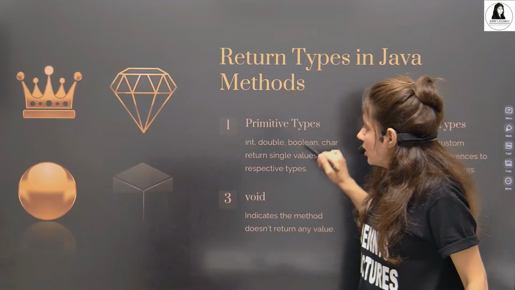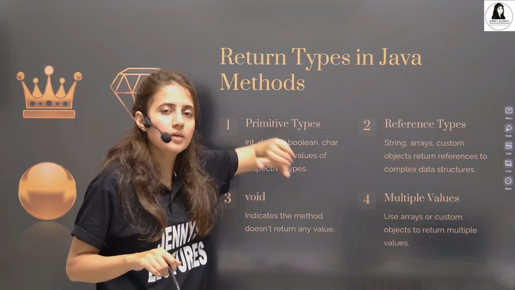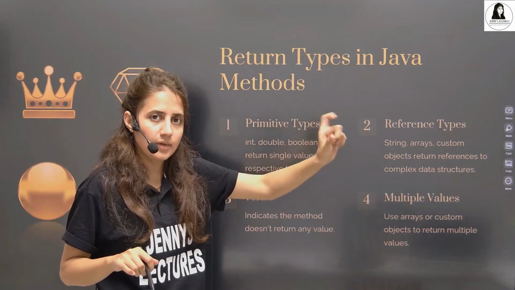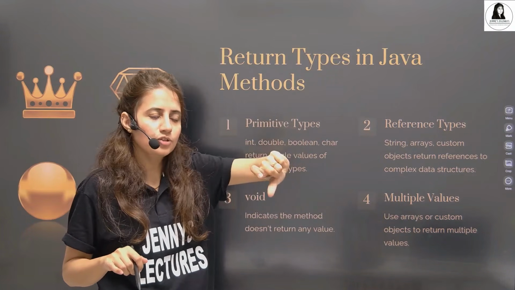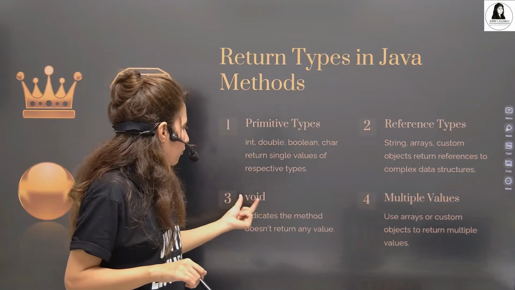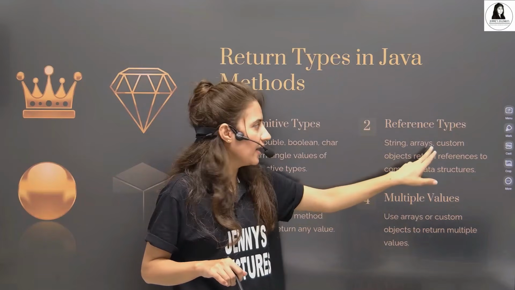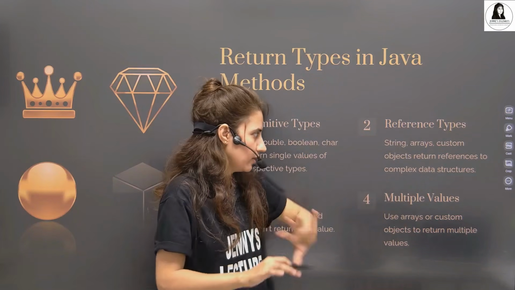Okay, return types in Java. Return type I've shown you. Primitive type can also be there, the return type of that method, like int, boolean, double, float. Void can also be there. Reference type can also be there, like string, I have shown you, but arrays we haven't discussed, so we'll see that thing also later.